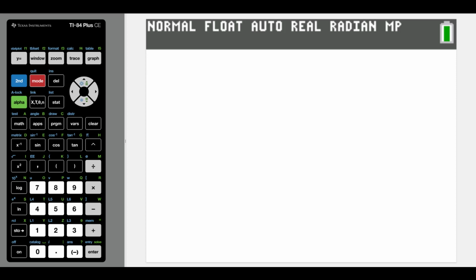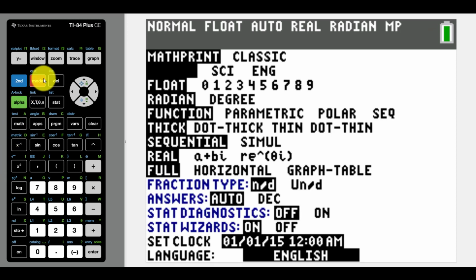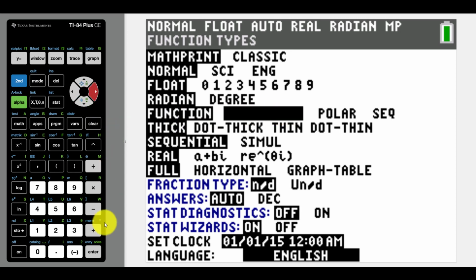Hey guys, what I want to do in this video is just show you how to use your calculator to graph parametric equations as well as polar curves. What you need to do is go to Mode, and what's probably highlighted right now is Function. To graph parametric equations, we want to go over, highlight Parametric, and hit Enter.